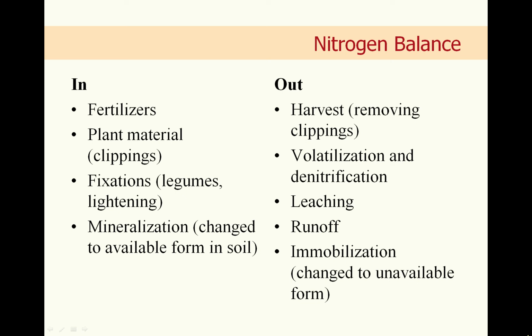So, ways that nitrogen can leave the system: removing clippings or harvesting, of course. It can volatilize or denitrify into gaseous forms depending on environmental conditions. Usually high temperatures can lead to this. It can leach into the groundwater, it can run off the surface, and then it can be immobilized. This would be the opposite of mineralization. It can be changed from available to unavailable forms.